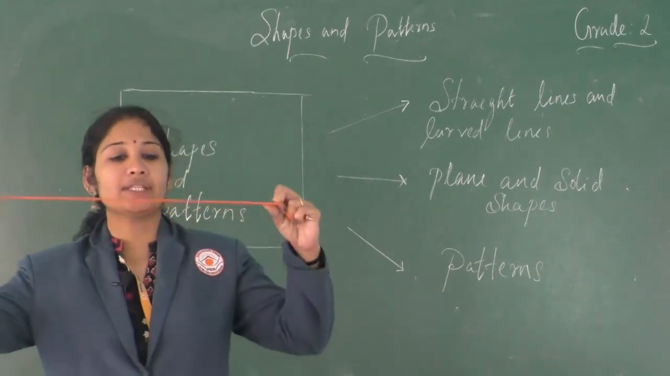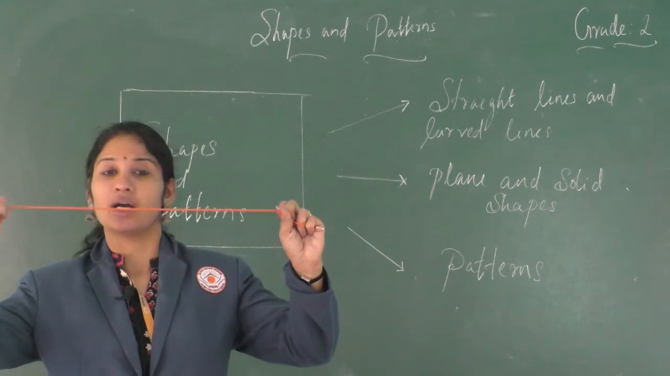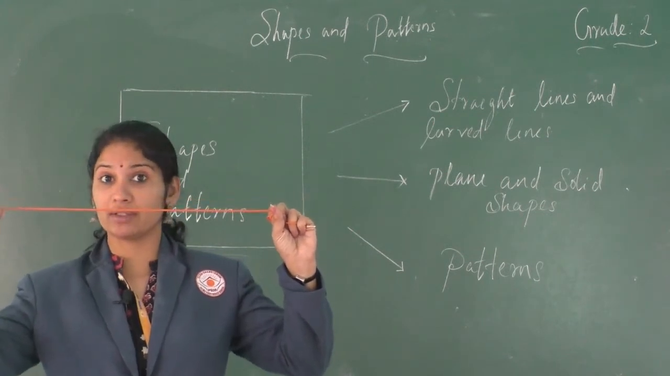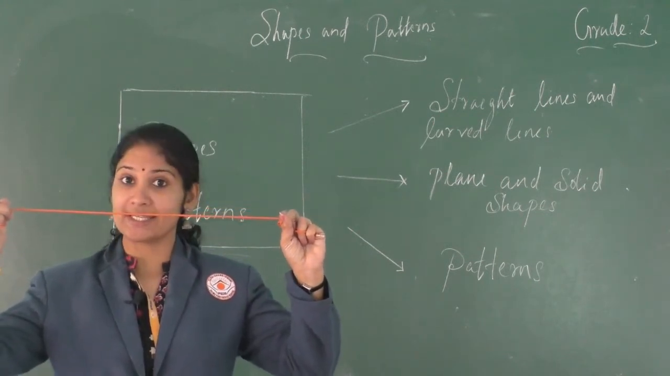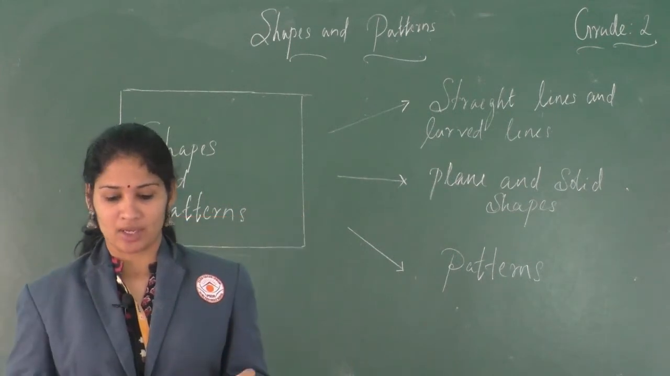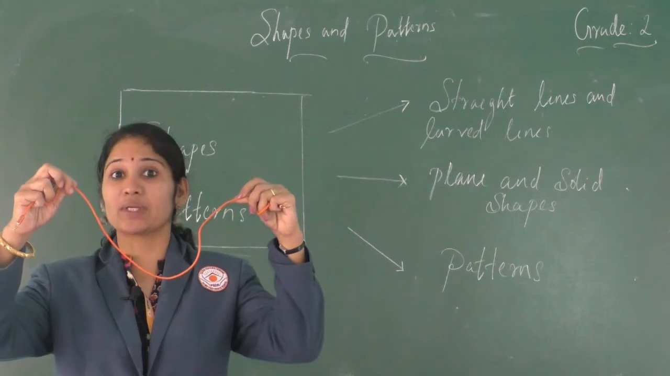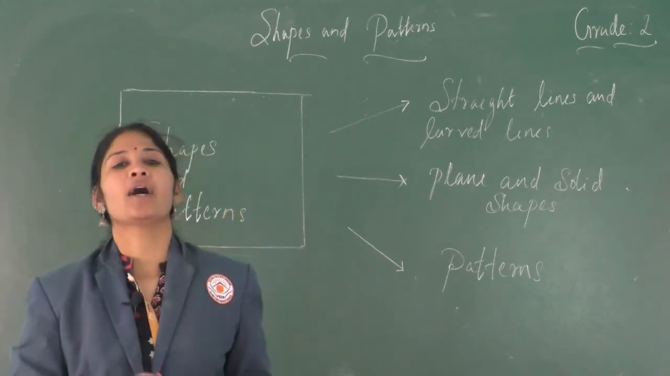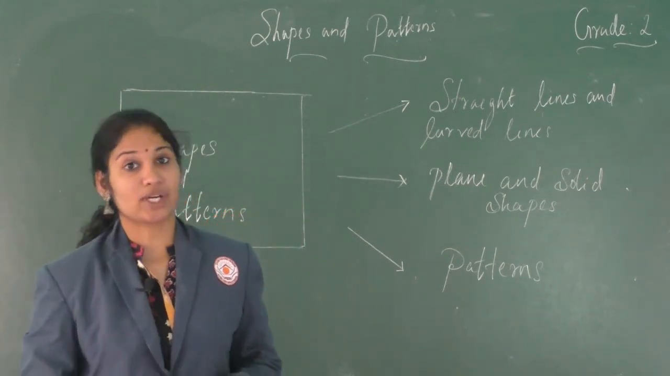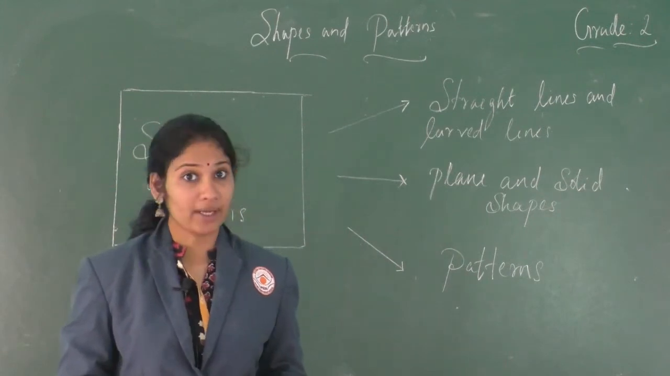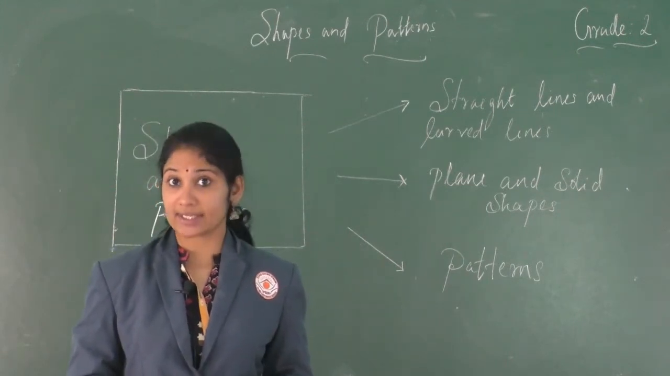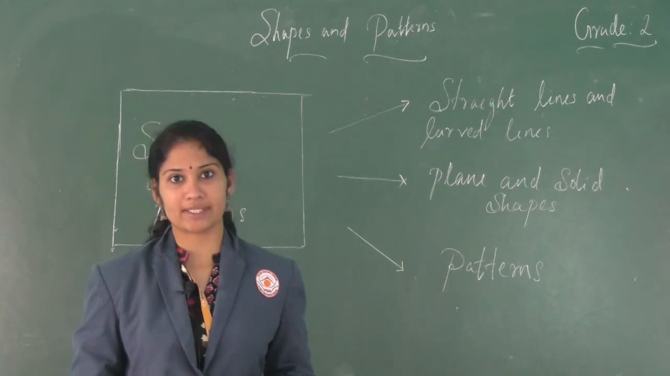Children, I have a thread in my hand. Is it a straight line or curved line? Of course, it's a straight line. What about now? Yes, now it's a curved line. Shapes like rectangle, triangle, squares are made by straight lines and circles are made by curved lines.